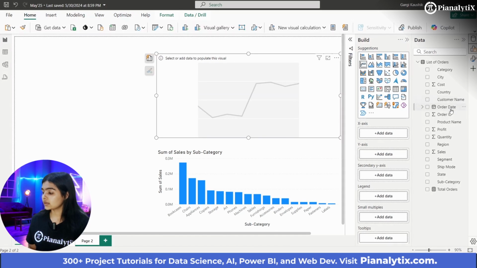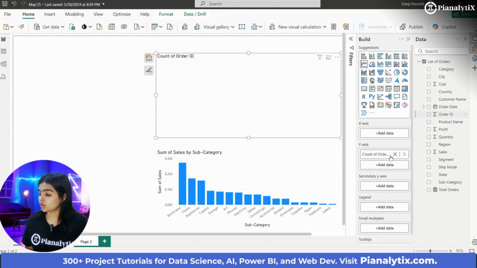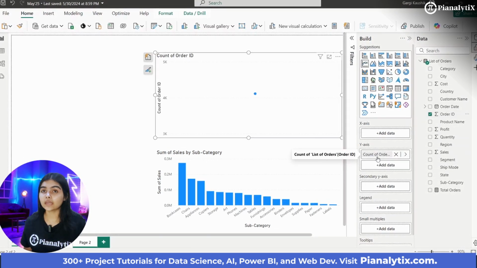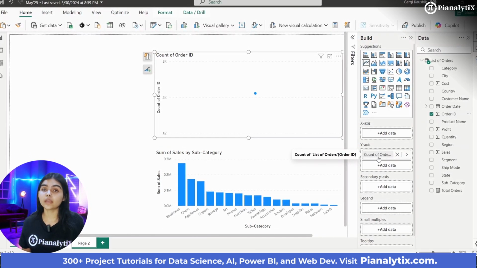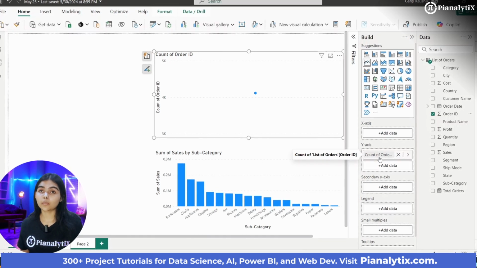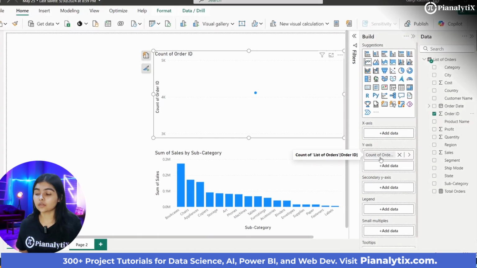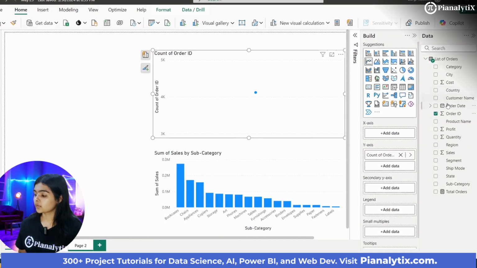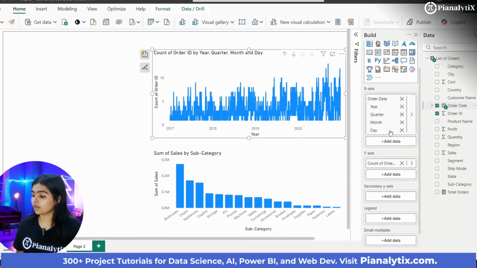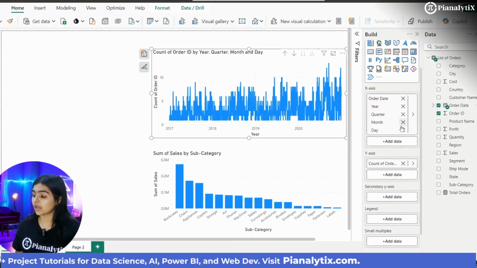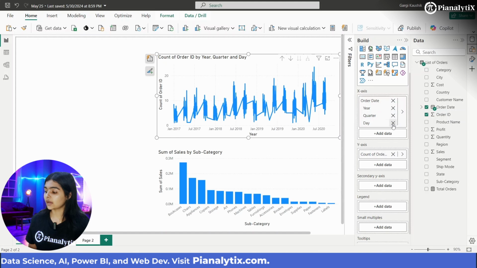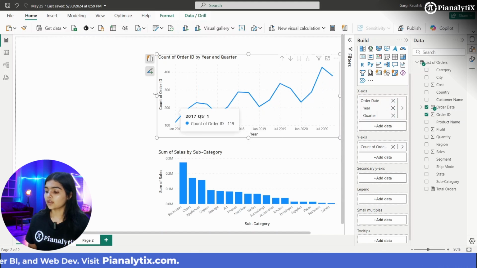Now what I mean by that, let's say I want total orders. So count of order ID is nothing but distinct order ID. So the total number of orders that they received within a year, and order date, which I will put on the x-axis. This looks very scary. So let's get rid of month and day. And yes, now we have orders by year and quarter.